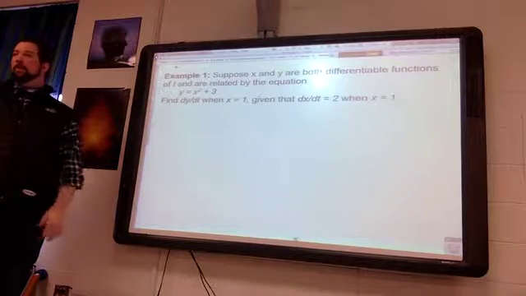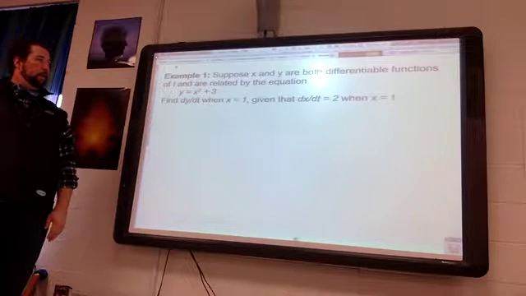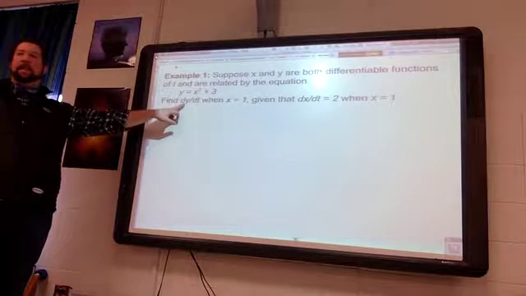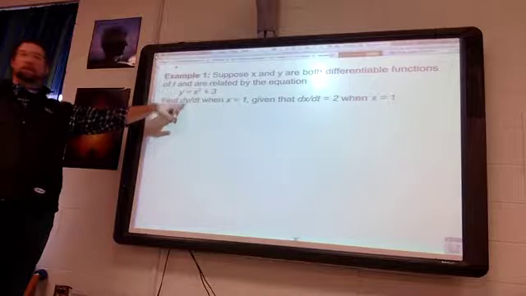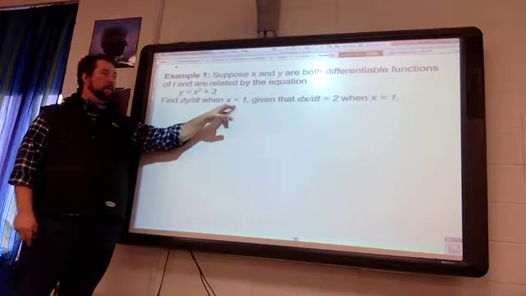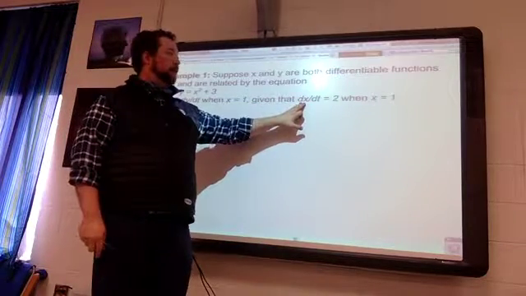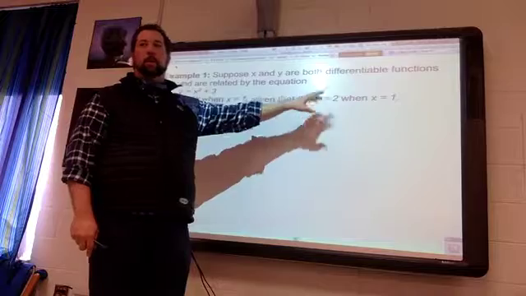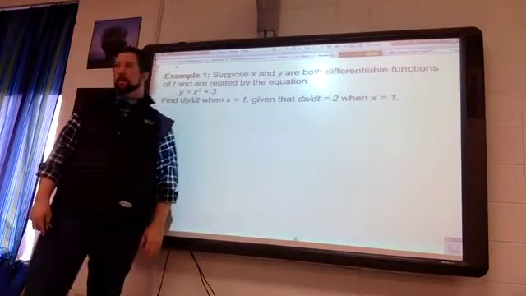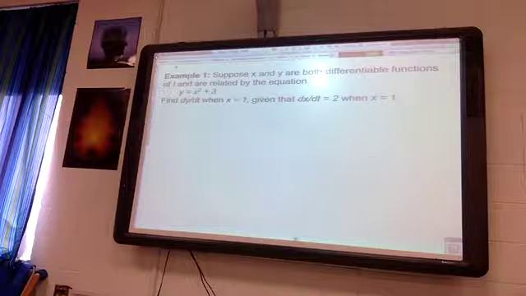What's the shape of that graph? Parabola. The parabola has been shifted up 3, very good. I want to find dy dt, in other words, the rate at which y is changing when x is 1, given that dx dt, the rate at which x is changing with respect to time, is 2 when x is equal to 1. This one's pretty straightforward because they gave you an equation. Other ones you're going to have to set up an equation, which is the hard part.